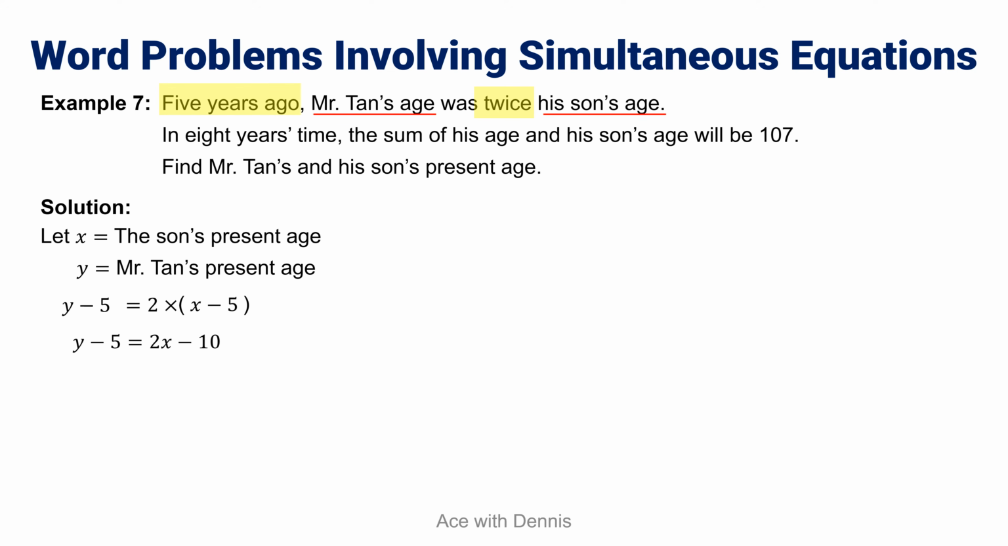Then from here, I expand the bracket and I simplify. And I will get 2x minus y equals 5. I will label this as equation number 1. Then the second sentence, in 8 years' time. So from here, I can say y plus 8. So this is Mr. Tan's age after 8 years, and x plus 8. So this is the son's age after 8 years.